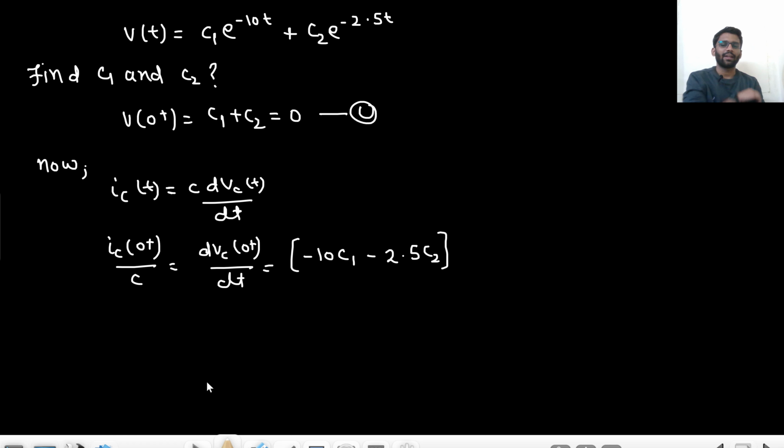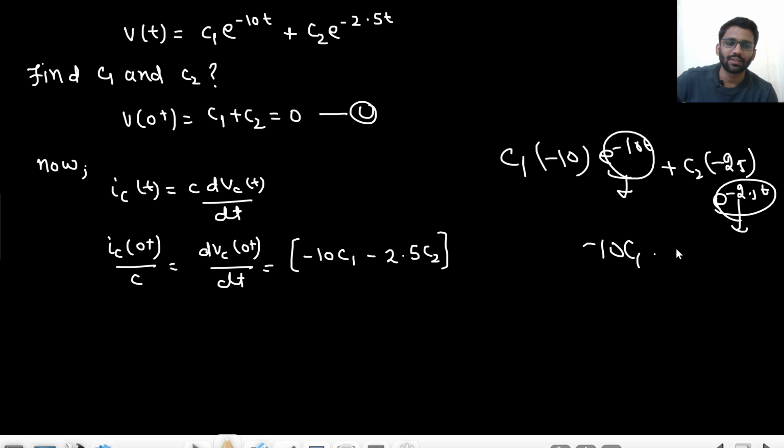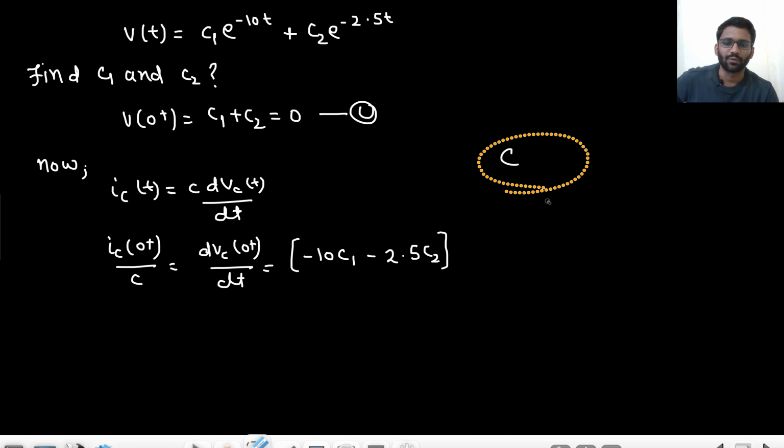Did you get to know how I wrote it? I just simply differentiated it. C1 into minus 10 e to the power minus 10t plus C2 into minus 2.5 e to the power minus 2.5t. Put t equals 0. This will be 1, this will be 1. So minus 10 C1 minus 2.5 C2. And now that value will be equal to something else. So this is how I wrote it.